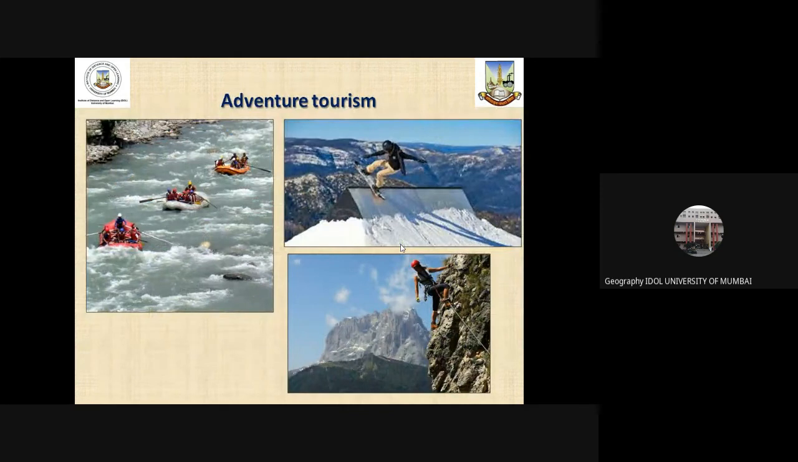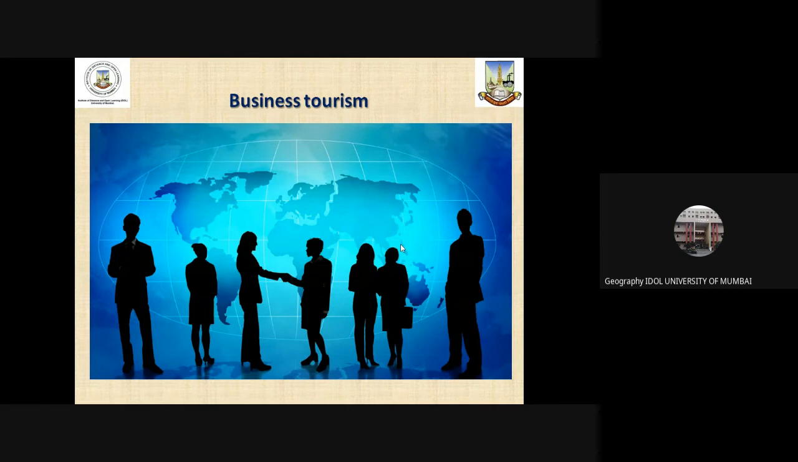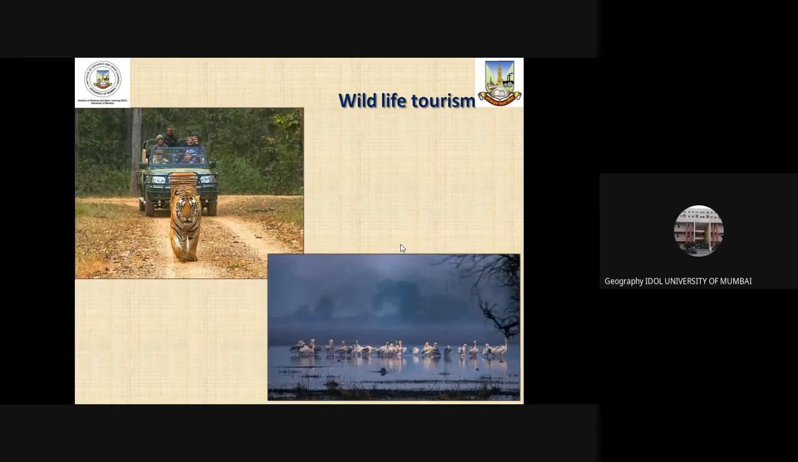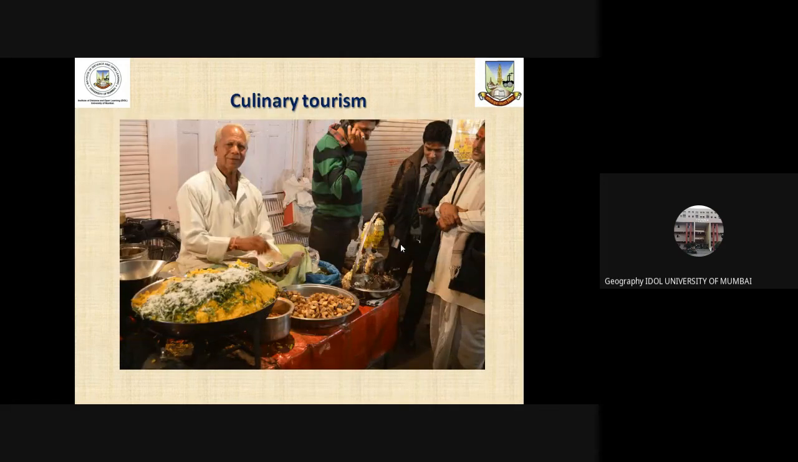Adventure tourism, as I told you, snow skiing, rock climbing, and river rafting are the important adventurous activities. Business tourism is for conventions, business conventions. People go and attend them. Similarly, wildlife tourism, like Bharatpur Bird Sanctuary or various Kanha wildlife sanctuaries and so on. The food is also an important factor of tourism, or an important purpose of travel.